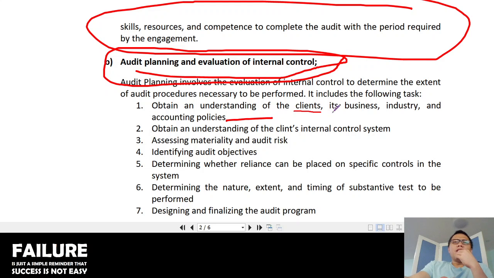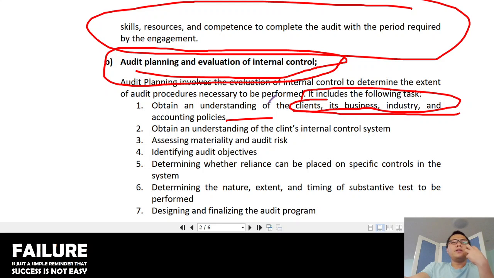So, in planning the audit, okay, number one, you should obtain understanding of the client's business and industry and accounting policies, no? Plain and simple lang naman talaga. Before you engage in everything, you need to understand what you are doing, no? And you should understand the object of what you are doing. So you must have a general understanding of the client's business. Di ba? Second, understanding of the client's internal control system.